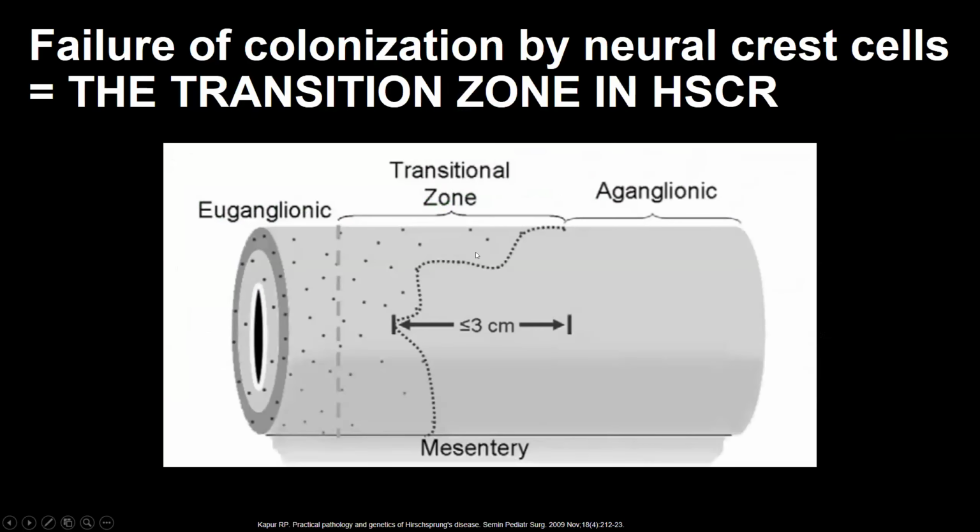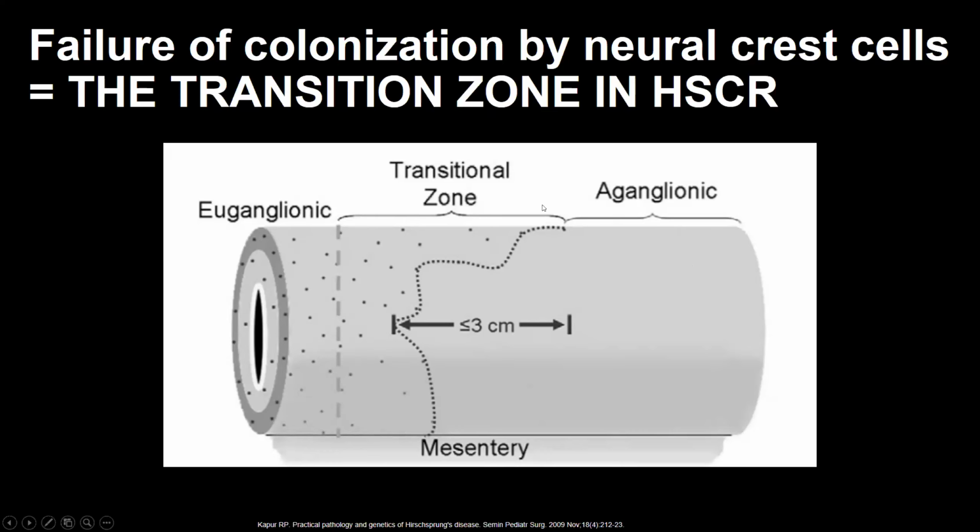So here's just another image that demonstrates the exact same thing. If you imagine these dots as being areas where you have normal ganglionation and normal neural development, then as you progress to an area where you do not have ganglion cells, there is an area of distribution that can be very, very irregular, known as the transition zone. And that essentially is what I have at the top here, which is failure of colonization by those neural crest cells. If you don't have neural crest cells, you can't develop neurites, neurons, or ganglion cells. And therefore, you develop an aganglionic segment.